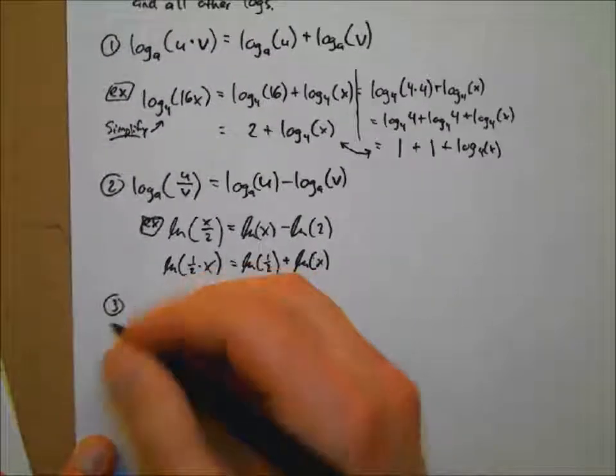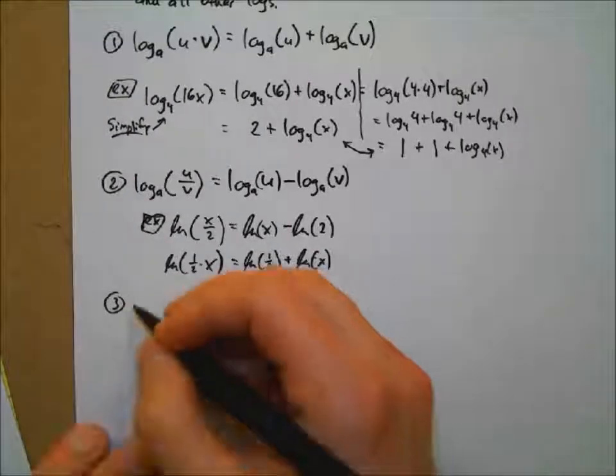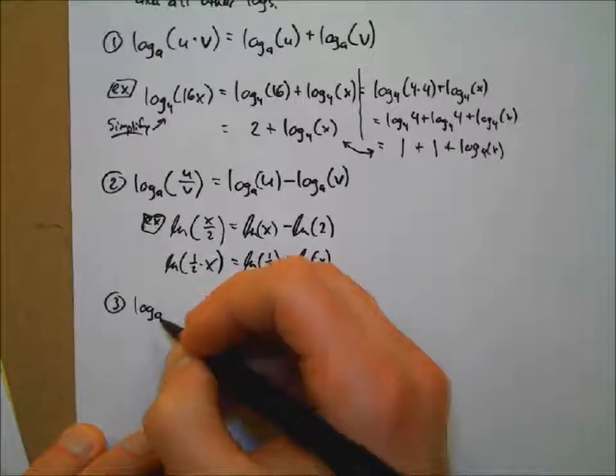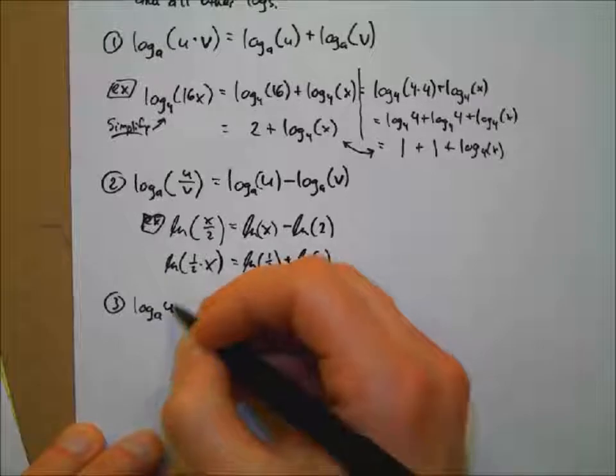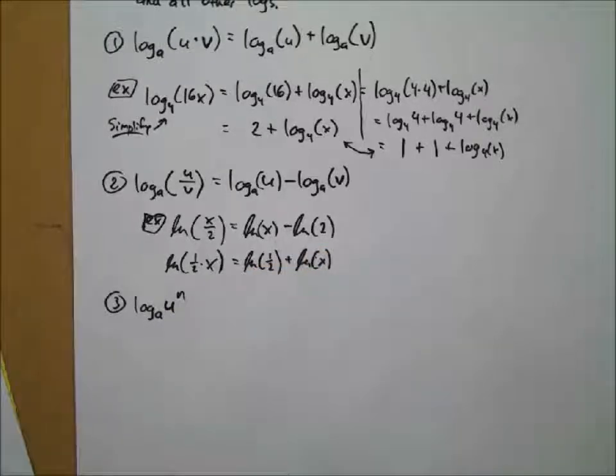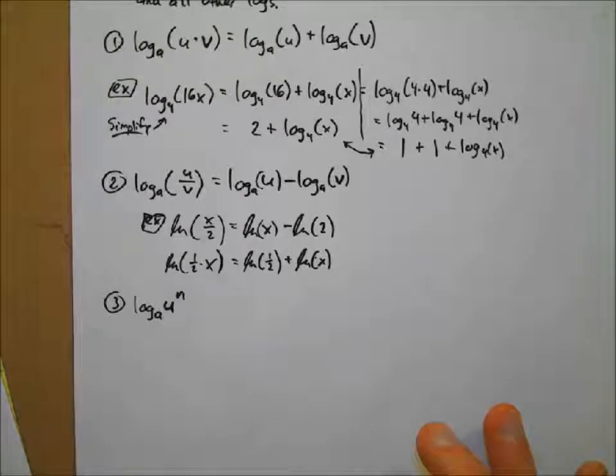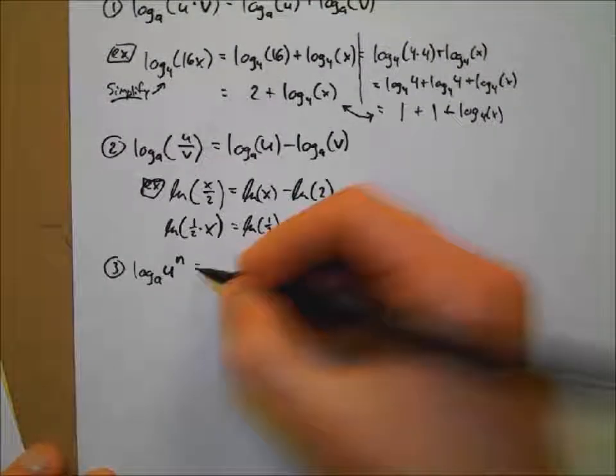One more major property here. Log base a of u to the n power. All right, and you guys have seen these properties before, right? These are not new to you. You saw them in Algebra 2? Some of you not? Okay, well, all right. So what's the property going to be? What does this simplify to be?